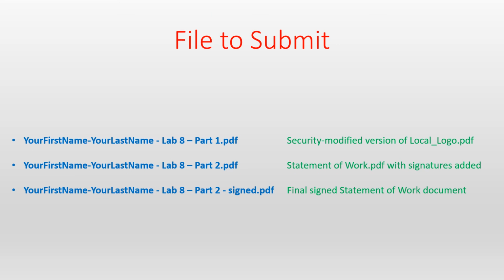So there will be 3 files to turn in. The first one is just your local logo PDF that's had the security modified. And then the second 2 documents are nearly identical. The first one is your statement of work with just the signatures added but not signed. The second one is the one you have downloaded from your final email confirming that both signatures are on it. And when you download that, it will actually come out as part 2-sign.pdf, so you can turn it in exactly that way. So there's the 3 files you're returning. Make sure the third one has the actual signatures on it.